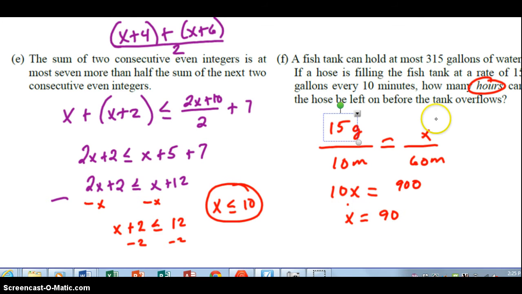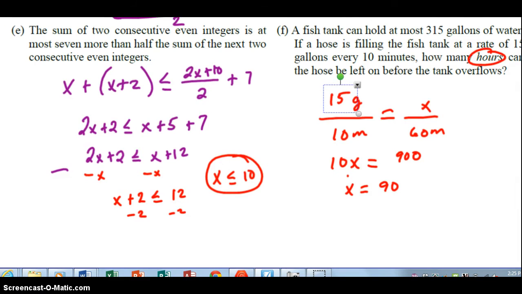That means the same thing. If a hose is filling the fish tank at a rate of 15 gallons every 10 minutes, that means it's filling up 90 gallons per 1 hour. And it can hold at most, less than or equal, 315 gallons over x. So I'm going to cross multiply here. I will get 90x is less than or equal to 315.